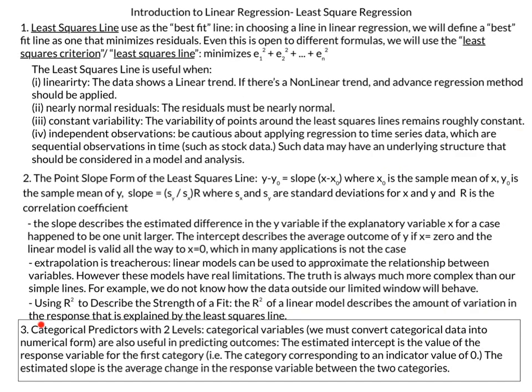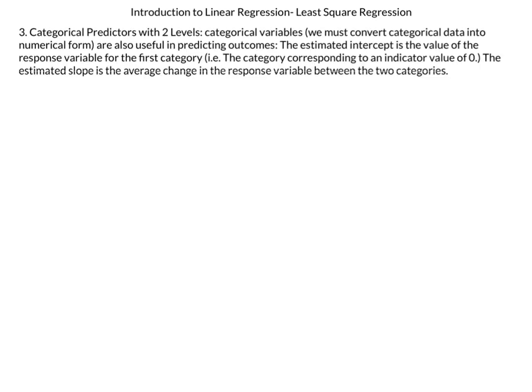Our last topic will be categorical predictors with 2 levels. So we're going to look at categorical data. That's data that isn't numerical, but we have to convert this categorical data into numerical form if we want to make a line. But we can use this. It's useful for predicting outcomes. Actually, I think it's kind of suspicious, but anyway, we're going to do it anyway.